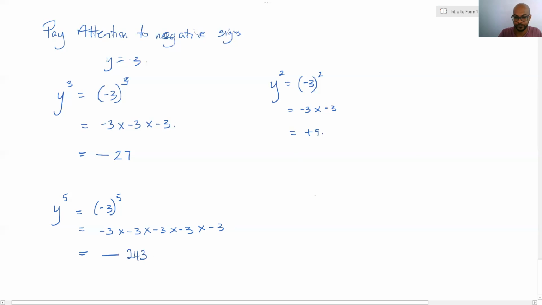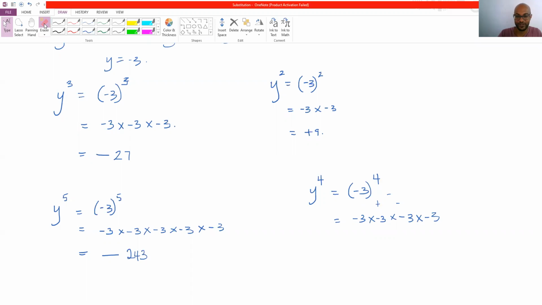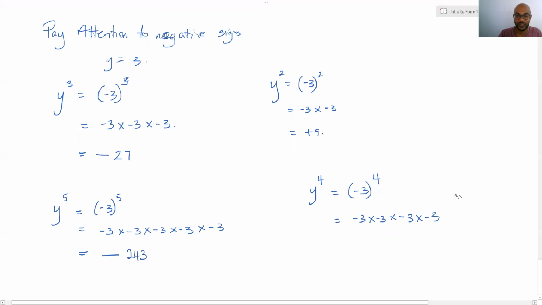Right? Look at this, y to the power of 4, negative 3 to the power of 4. Right? Negative by negative is a positive, by another negative is a negative, by another negative is going to give me a positive. Negative by negative is a positive. Positive by negative is going to give me a negative. And then negative back by negative is giving me a positive. So, sounds a bit confusing. So a better way to think about it.